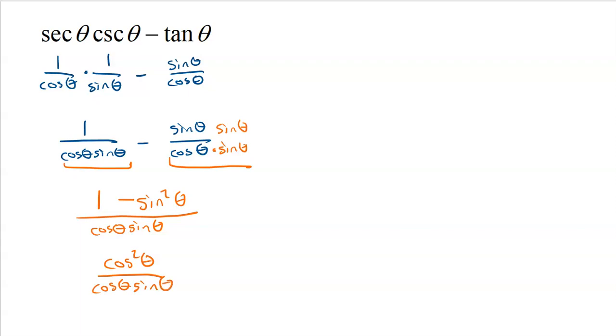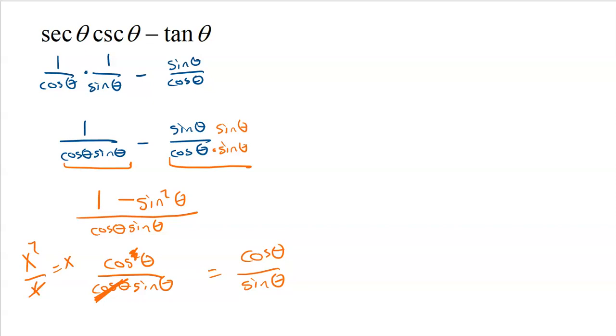Now slow down here. Cosine squared is essentially cosine times cosine. So one of those cosines will cancel with this cosine on the bottom. So what's left is cosine of theta over sine of theta. Again, it was a cosine squared. It's just like x squared over x, right? X squared is x times x. So one of those x's will cancel with this x, and you just get x.